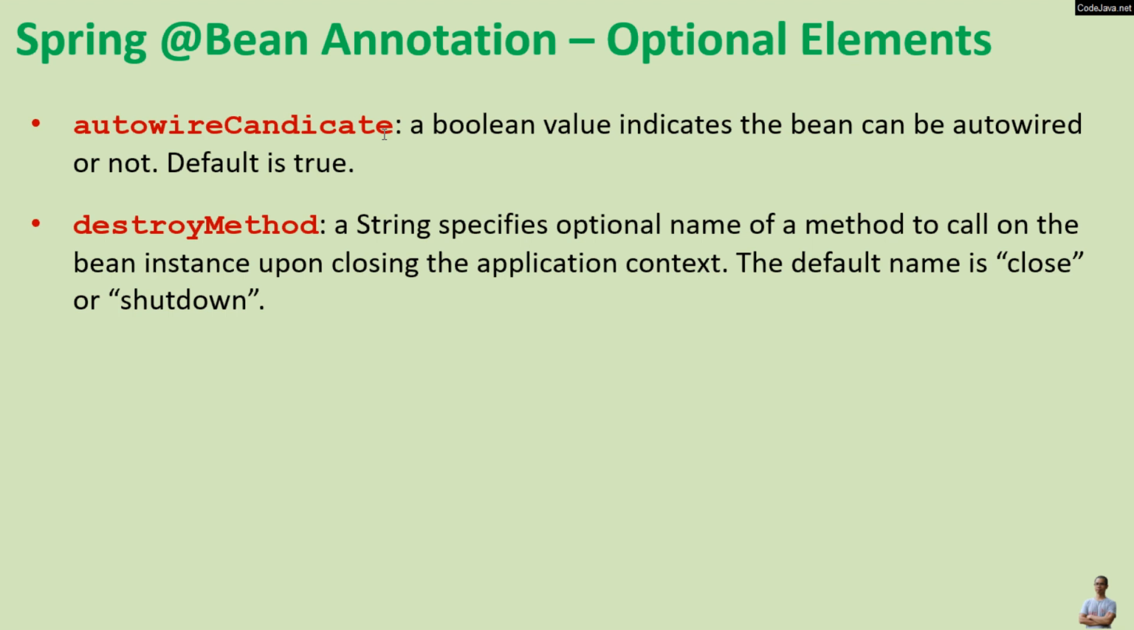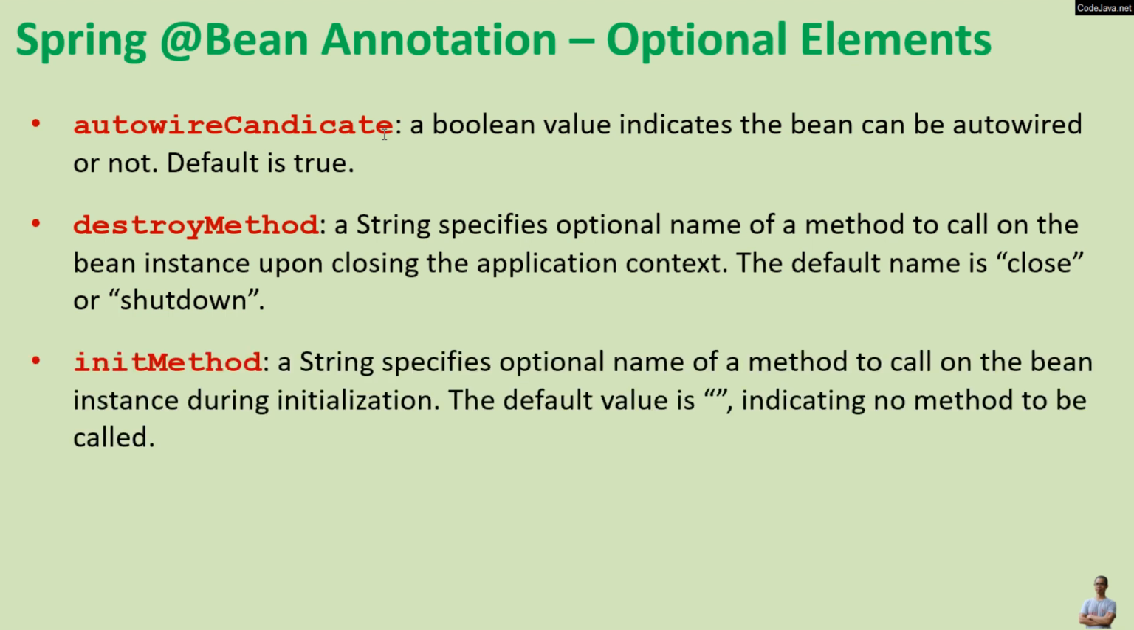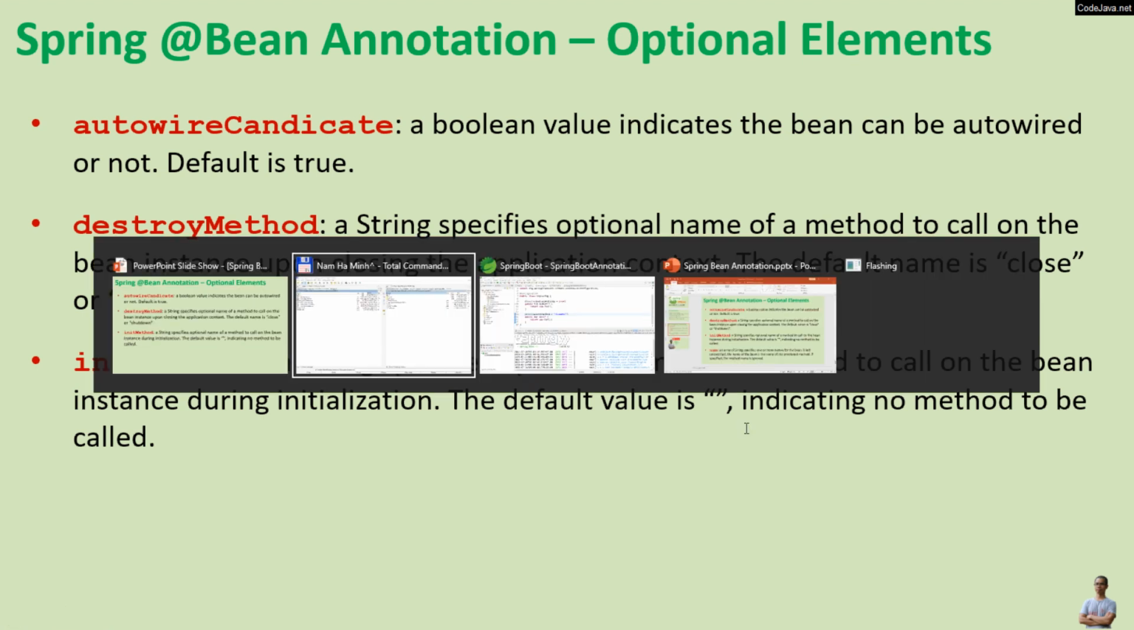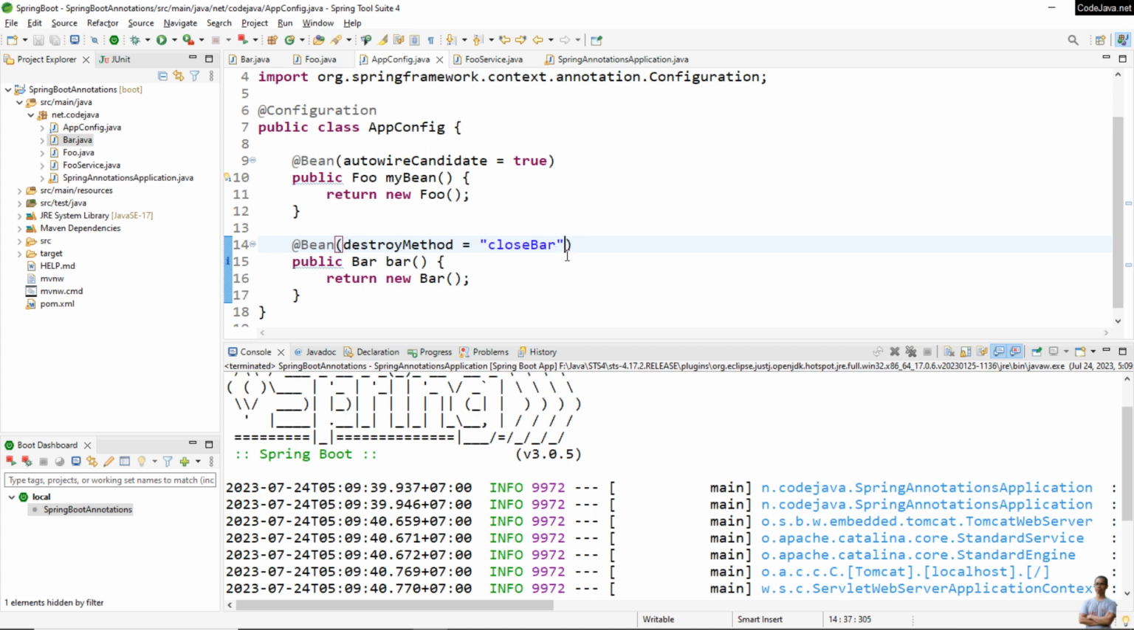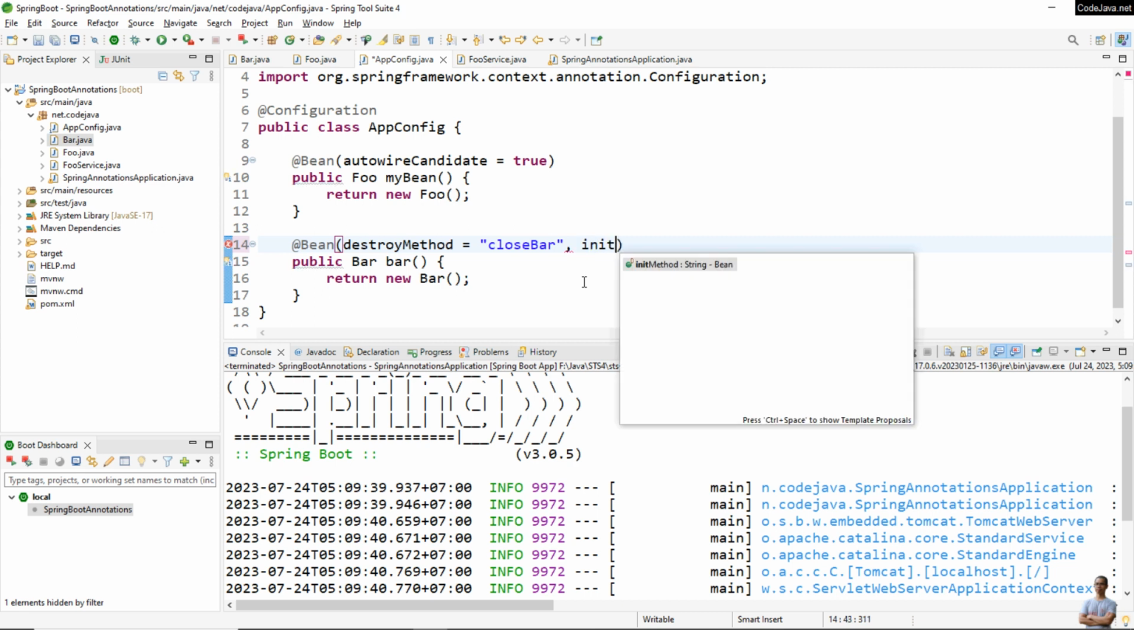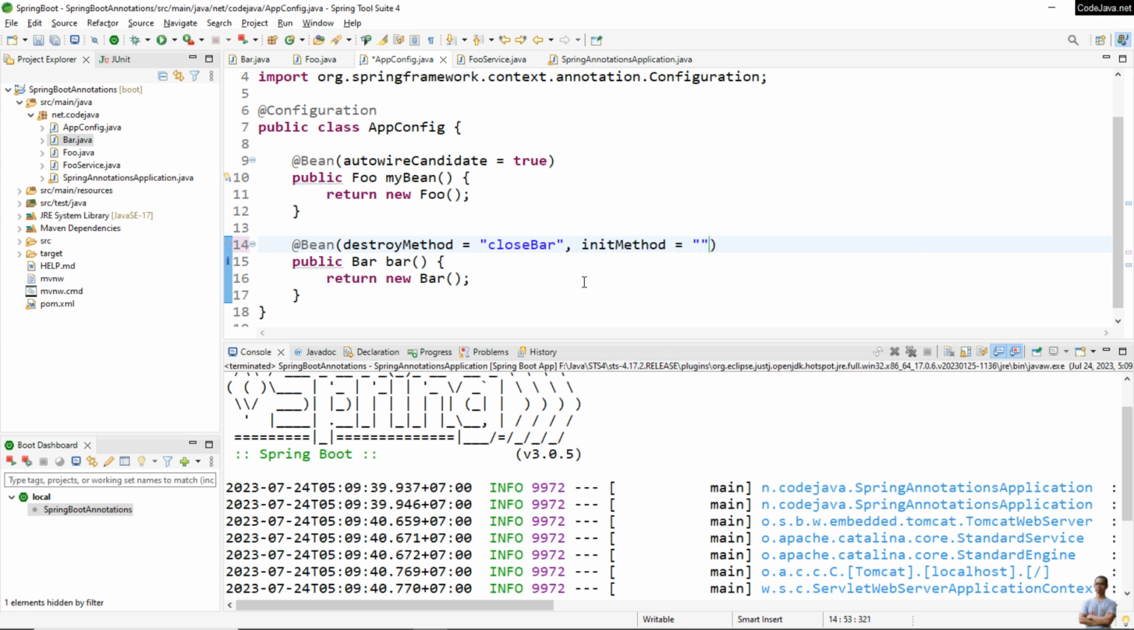And the next optional element of the Bean annotation is initMethod. It is a string that specifies the optional name of a method to call on the bean instance during initialization. The default value is an empty string, indicating no method to be called. Now let me show you an example here. In the declaration of the bar bean, I also specify the name of the init method, which is openBar.